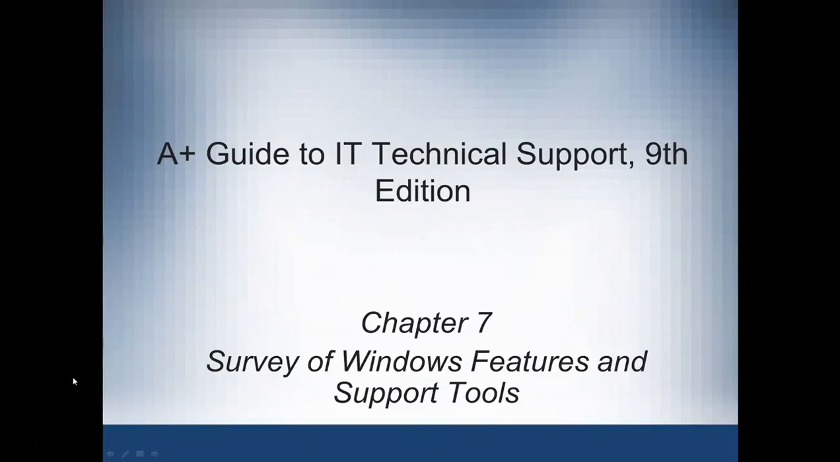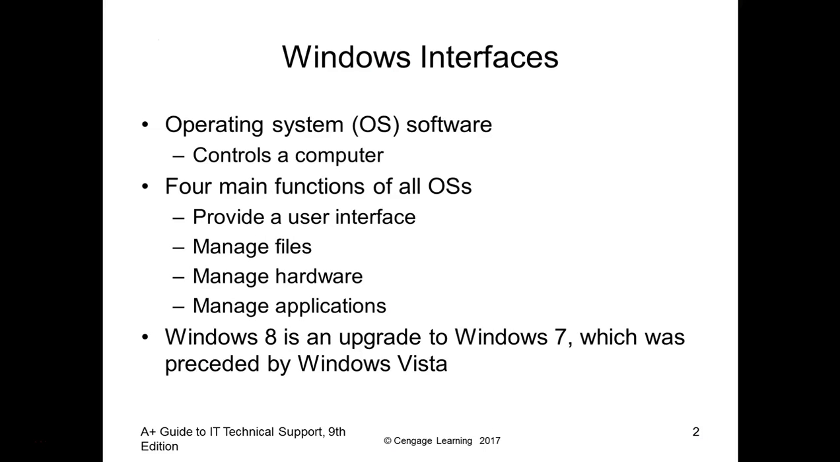Alright, so this week we're talking about Chapter 7, which is looking at Windows features and some of the tools, as well as a little bit of the networking. Okay, so this is the first section of Chapter 7, which is dealing with the Windows interfaces.